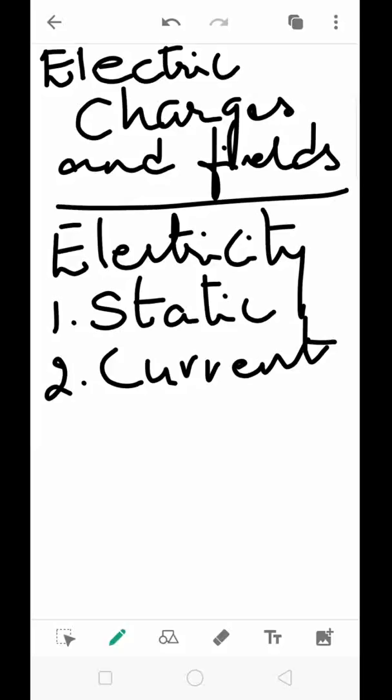Let us start with chapter 1, electric charges and fields. Electricity is of two types: frictional electricity, also called static electricity, and the second one is current electricity. So what is the difference between these two?